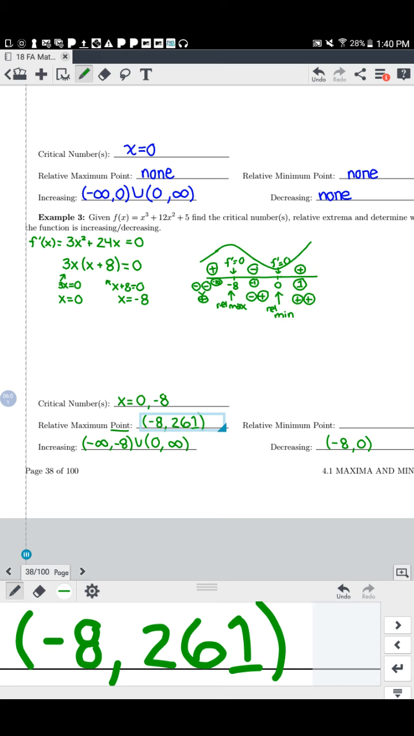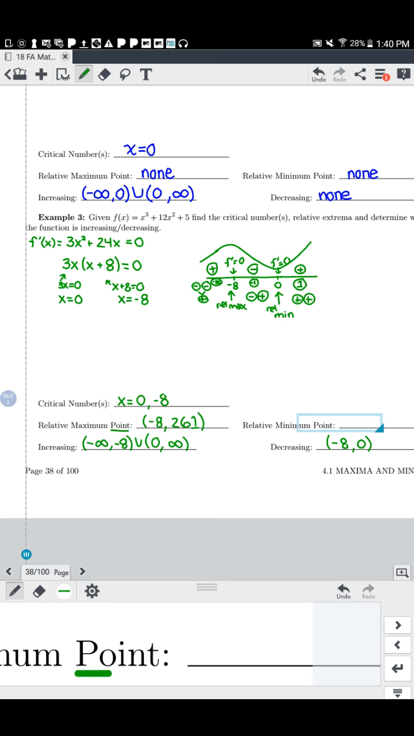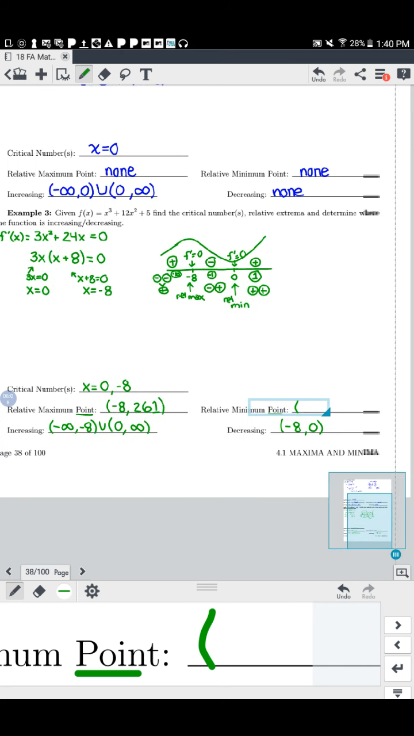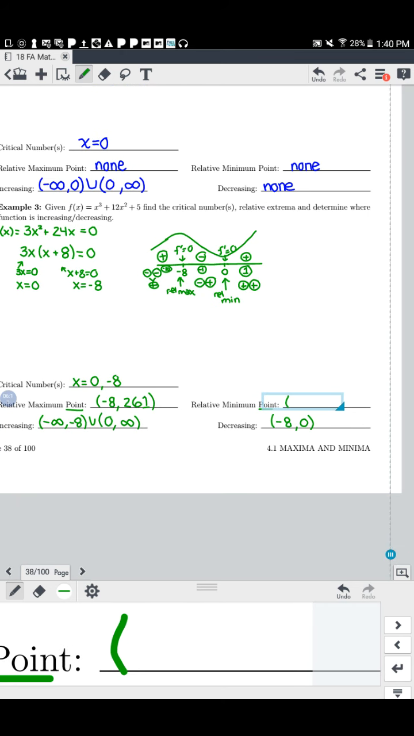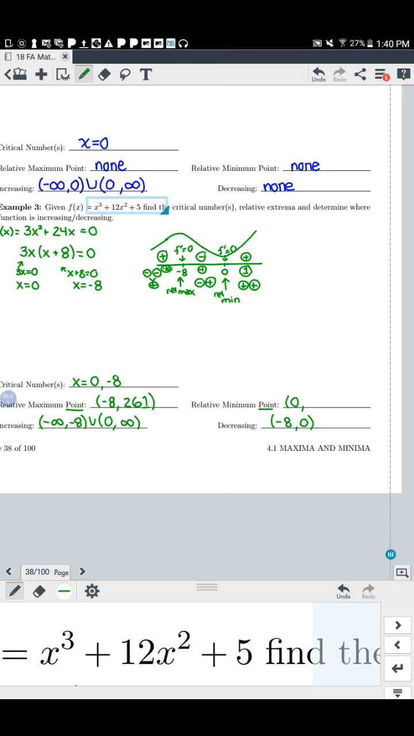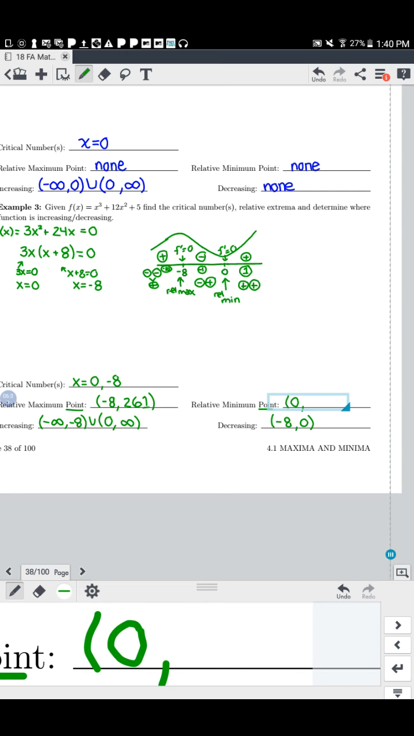My relative min is at my other critical number. It doesn't always work out to be one of each. Sometimes you have both of one type, and sometimes maybe both are neither max or min. Maybe it's something always decreasing. But for this one, 0 was the x value of my relative min, and my y value, plugging in 0 into the original function, that's not too bad to do. If you plug in 0 cubed plus 12 times 0 squared, that's all 0, and then we add 5, so our y value is just 5.